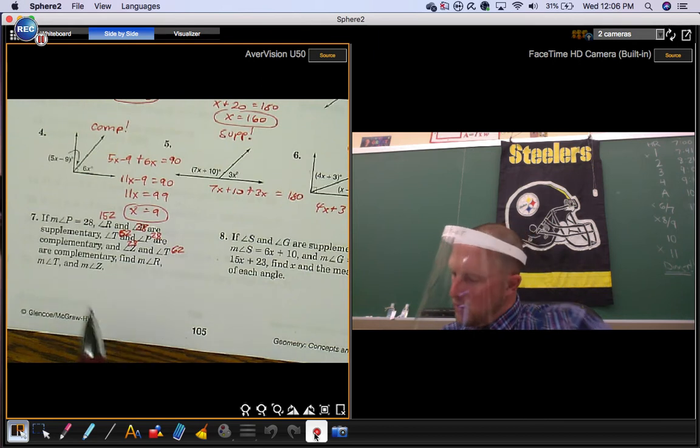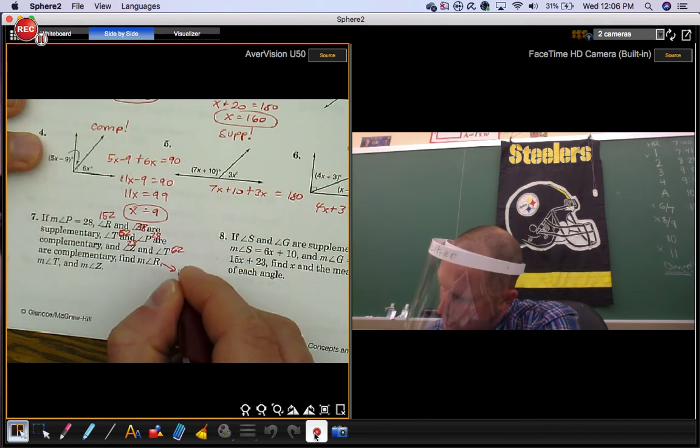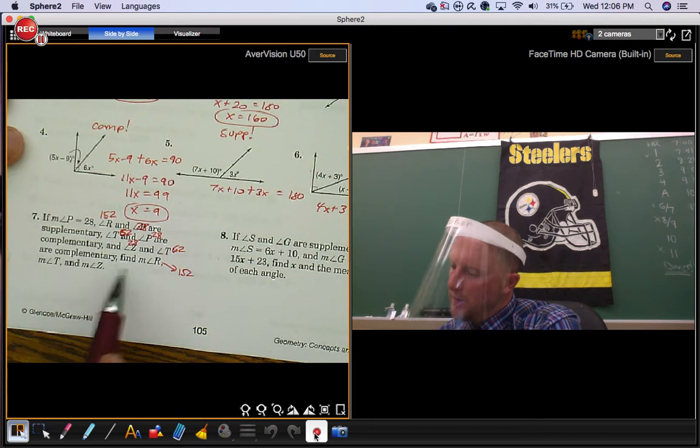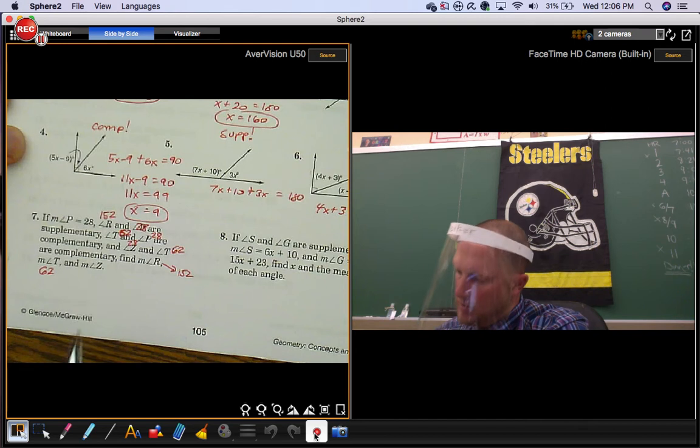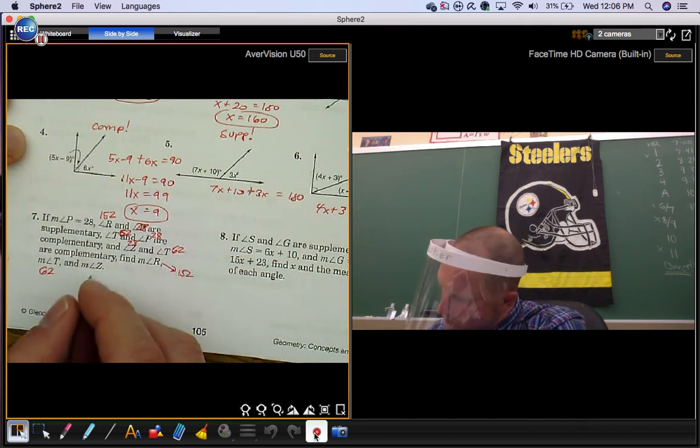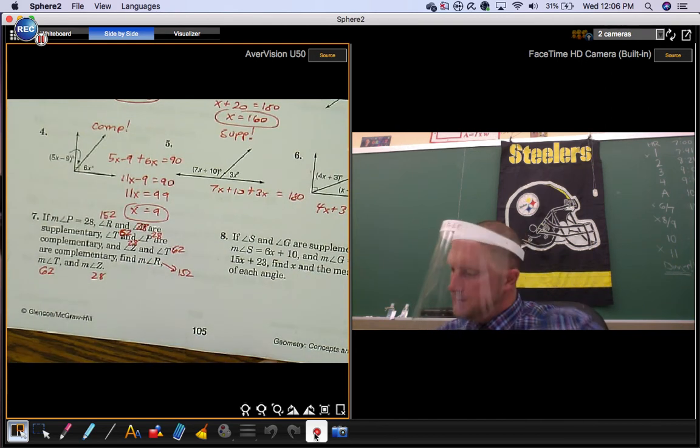Find the measure of angle R. We already did. It's 152. Find the measure of angle T. 62. Find the measure of angle Z. 28.